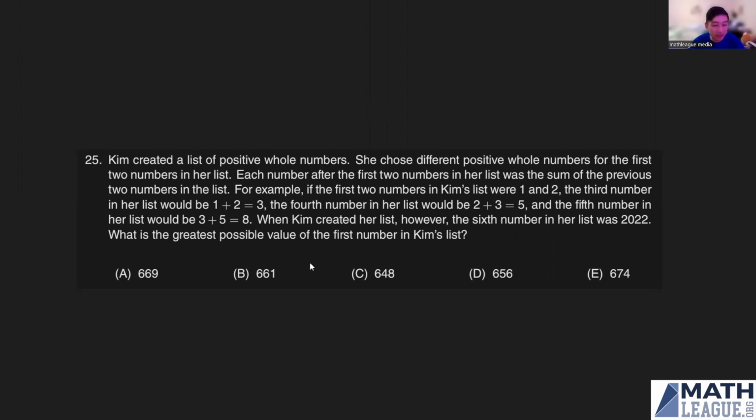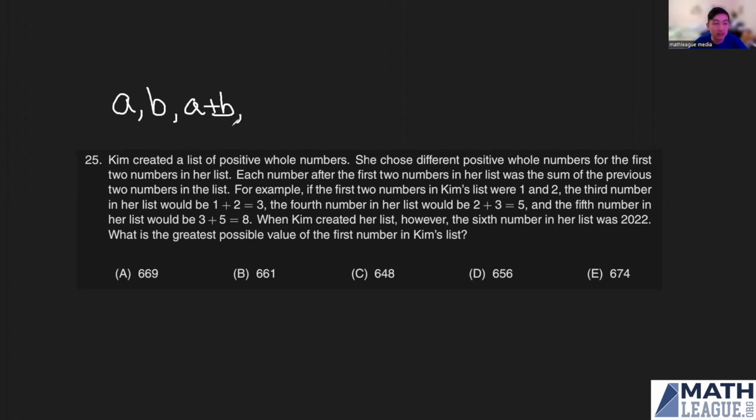Okay, so when we see this question, we first notice that Kim chose two numbers, right? And since we don't know what they are, let's just use two variables for them. Let's call them A and B. So let's call the first number in the list A, and then the second one is B. All right. So the rule says each number in the list is the sum of the previous two. So the third one would just be A plus B, right?